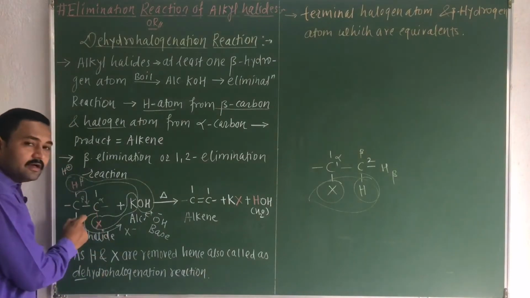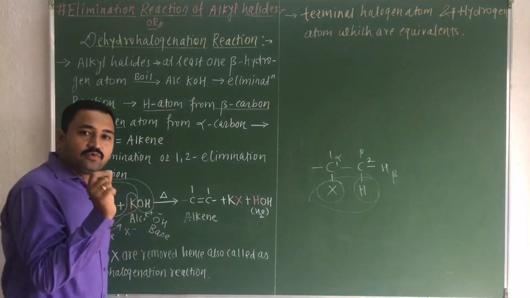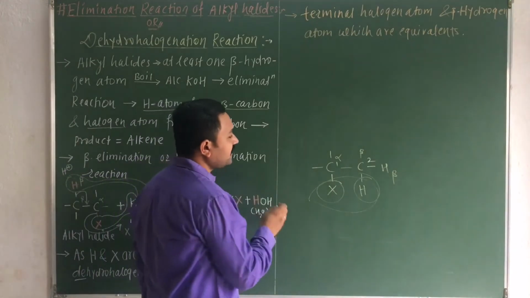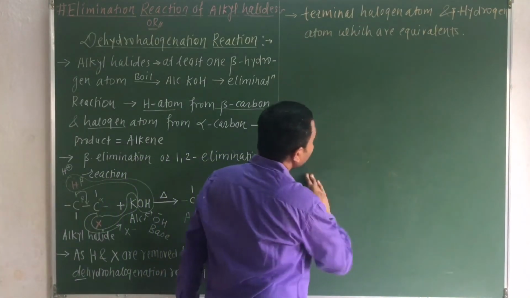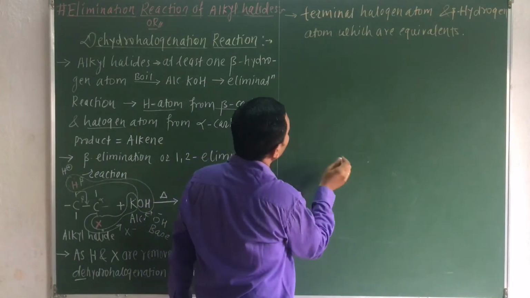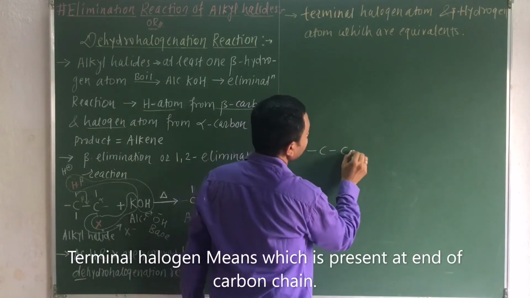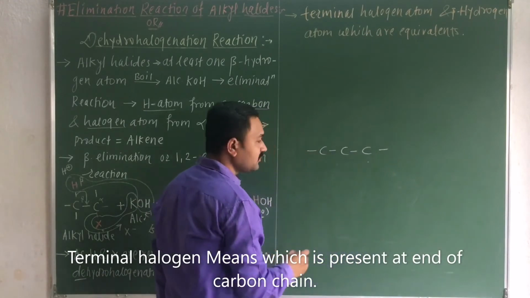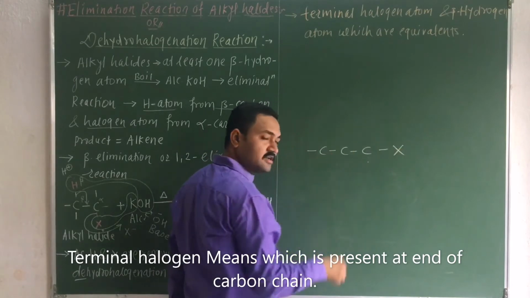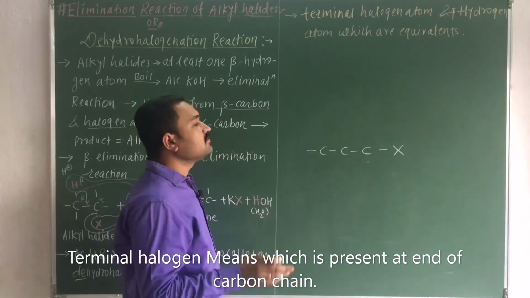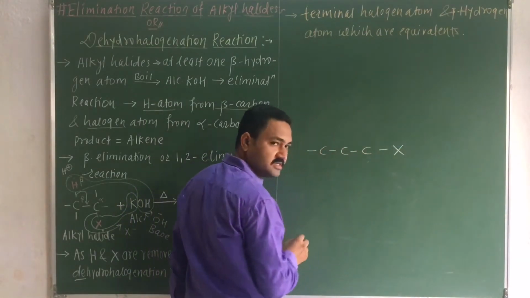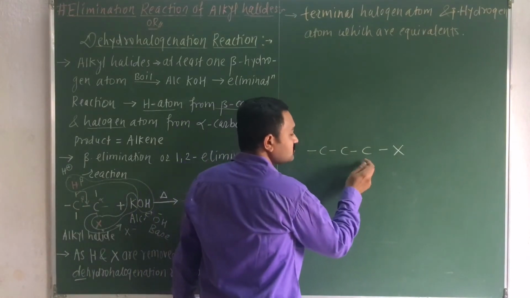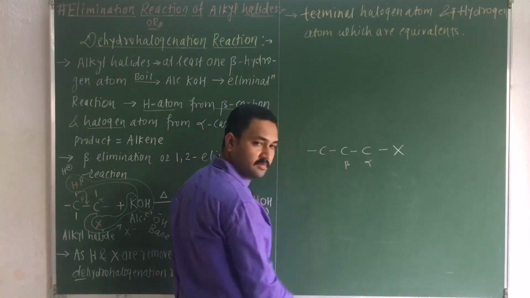Now particularly in this video we are going to learn only those reactions in which your halogen atom is terminal. Suppose this is my molecule and the halogen atom is terminal; this reaction we are going to consider, as this will be the alpha carbon and this will be the beta one.